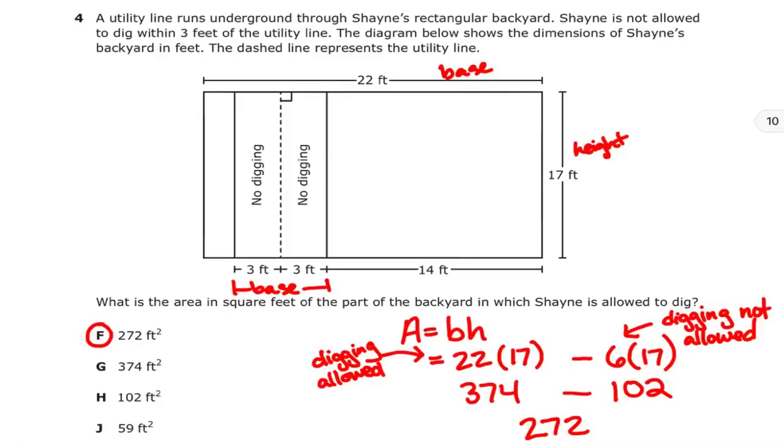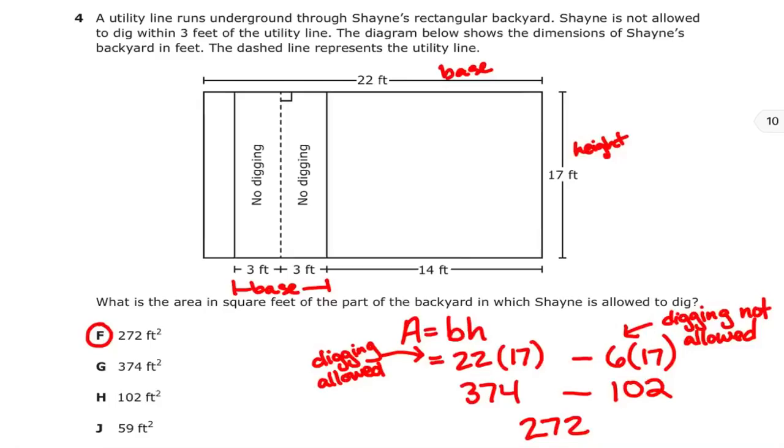So in this case, we need to find the area. And this might be a situation where you might need to use your reference sheet. If you're not familiar with the area equation, it'll be on there. So to find the area, we're going to use base times height. And we're going to find the area of 2 different areas. We need to find the area of the entire backyard, and then we need to find the area of the portion that we're not allowed to dig in, and we're going to subtract that to give us our final answer.